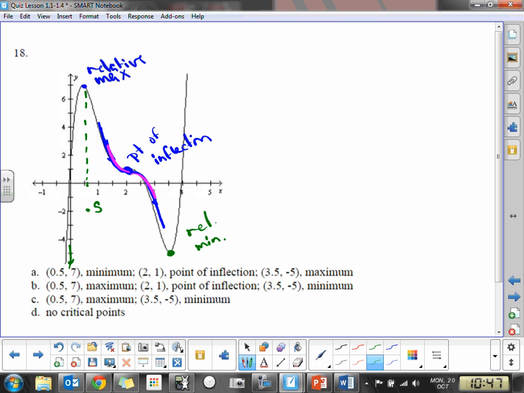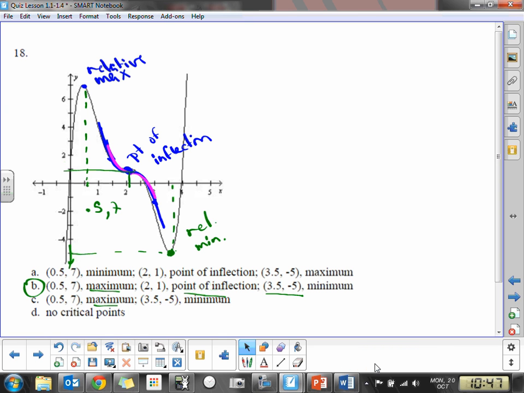So they used a decimal, so 0.5, and it looks like it's at a 7. We should have a maximum. So that looks like it's in the running, and that's in the running. I know I have a point of inflection, and that point of inflection happened at 2, 1. So now I already know that B is the correct answer, and we better have a confirmation that there's a 3.5, which is confirming that at 3.5, -5, yeah. So it's letter B. So just reviewing a few concepts of maximum, minimum, and a point of inflection with question number 18.